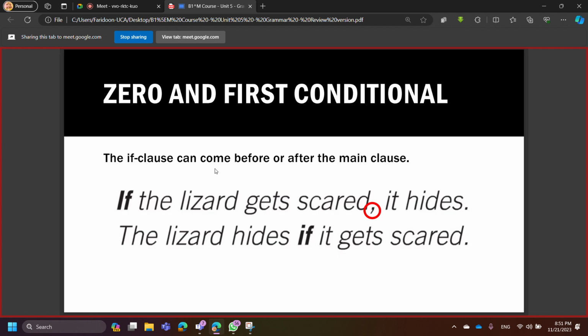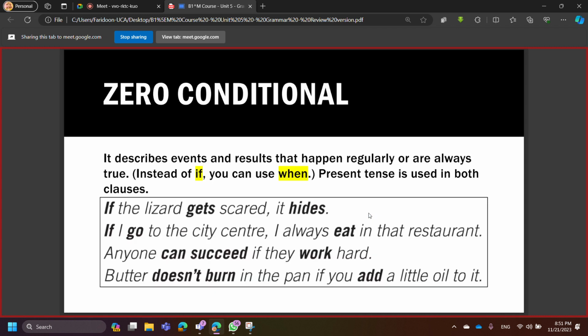The if clause can come before or even after the main clause. For instance, in here, if the lizard gets scared, it hides, or the lizard hides if it gets scared. Either way, they're both right. Just one thing to know: if you bring the if clause at the beginning, you need to separate it from the main clause using a comma.